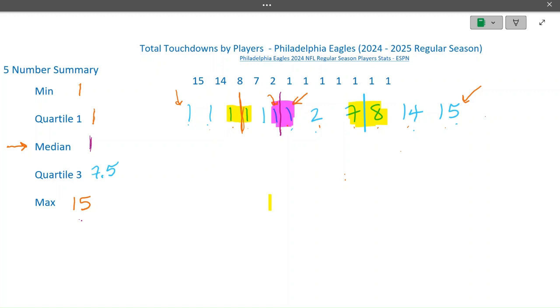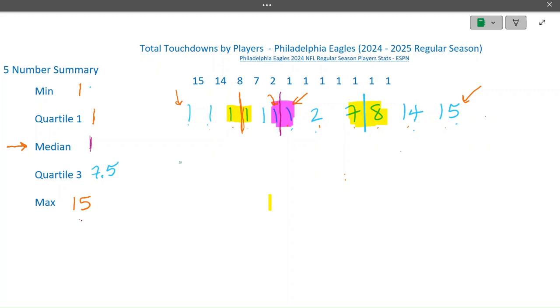That works every single time when you have two values that are adjacent for your midpoint. So what this value means is that 75% of the players scored 7.5 or fewer touchdowns, but at least one touchdown, right? Because that's our minimum. And 25% of the players who scored touchdowns scored more than 7.5 touchdowns, but no more than 15 touchdowns.